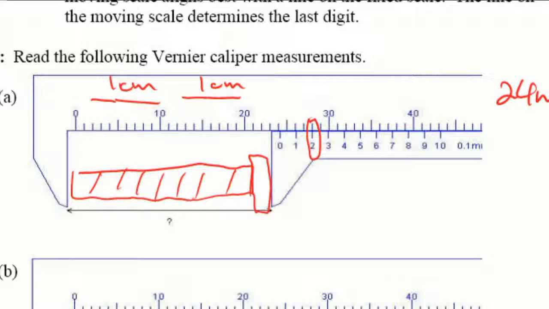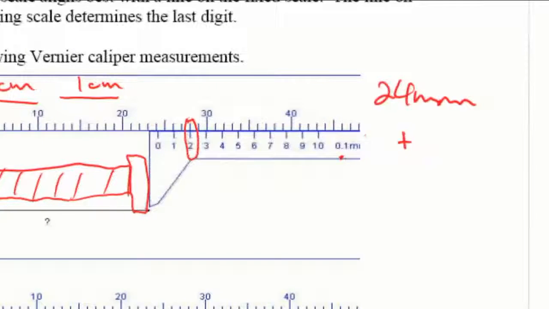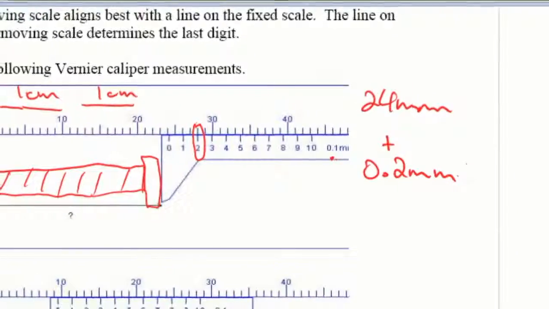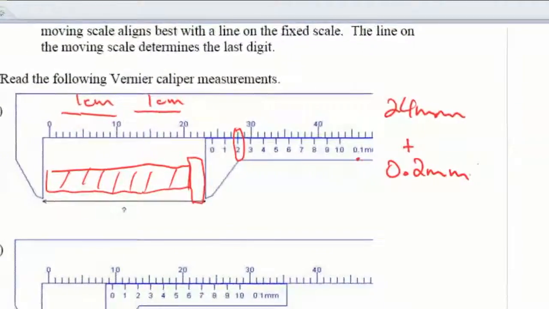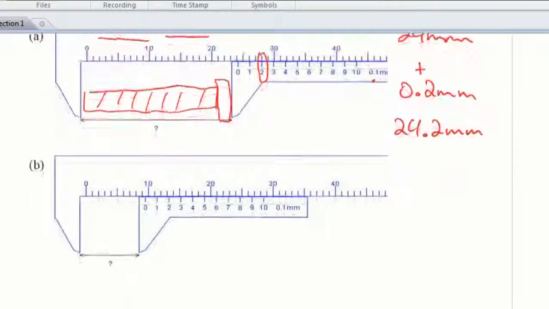So I'm going to have this 24, and then I'm going to add to it, and this is 0.1 of a millimeter, so 0.2 millimeters. So how long is this bolt or whatever I'm measuring? It's going to be 24.2 millimeters. So I'm happy with that, if you're happy with that. I'll scroll down here to the next one.